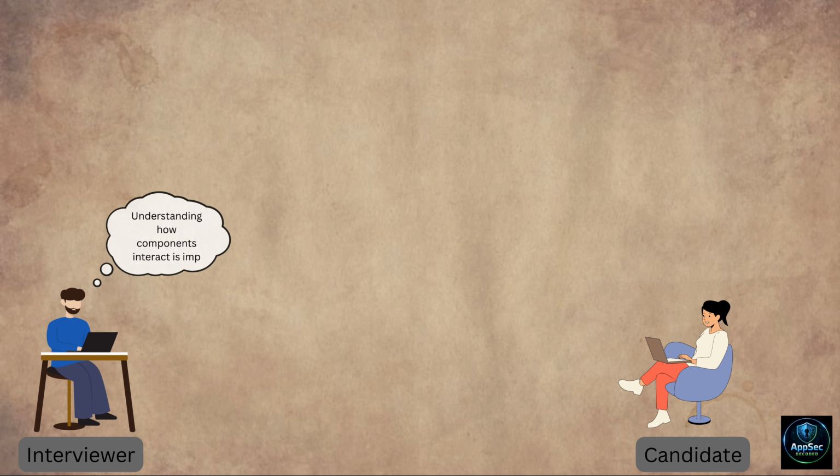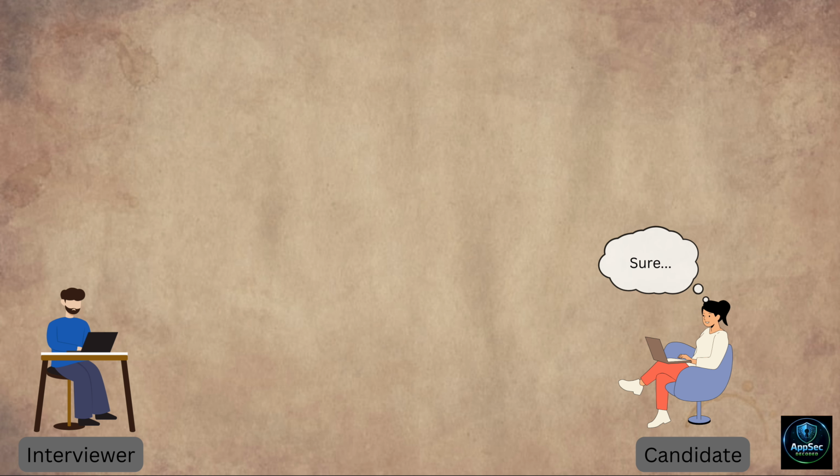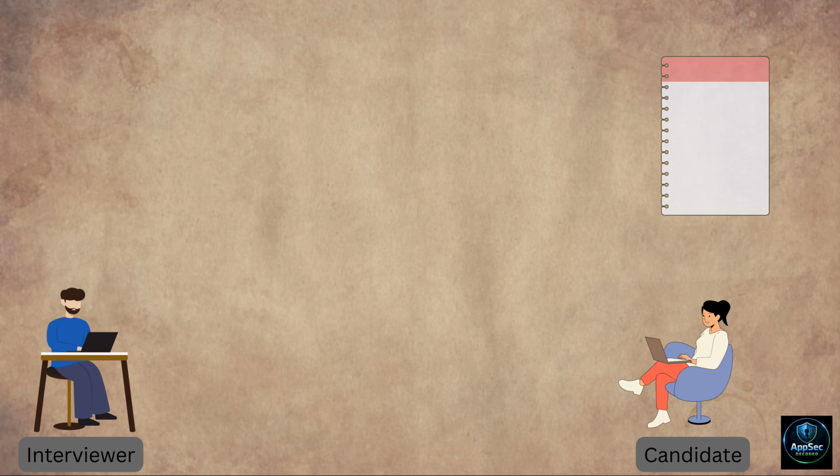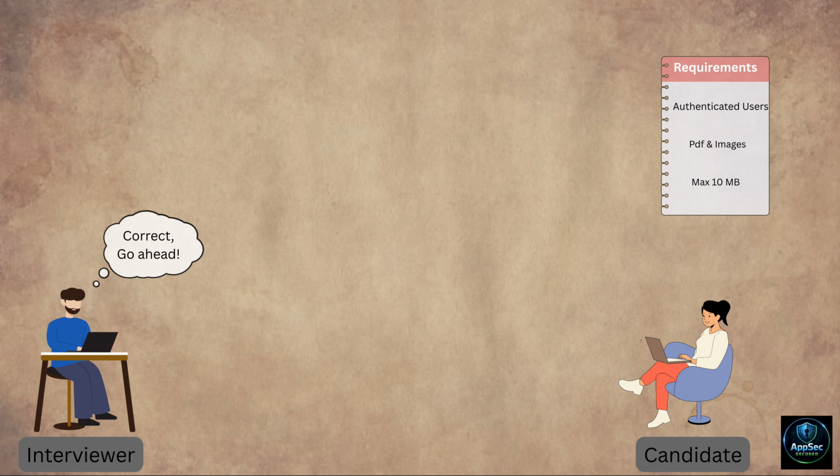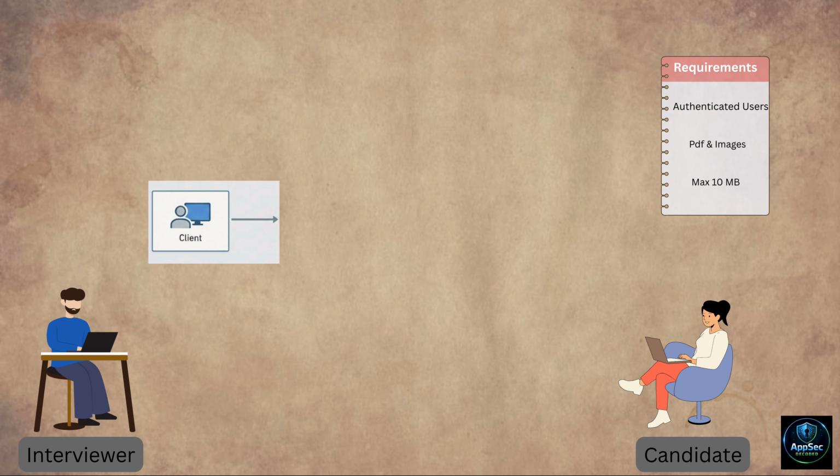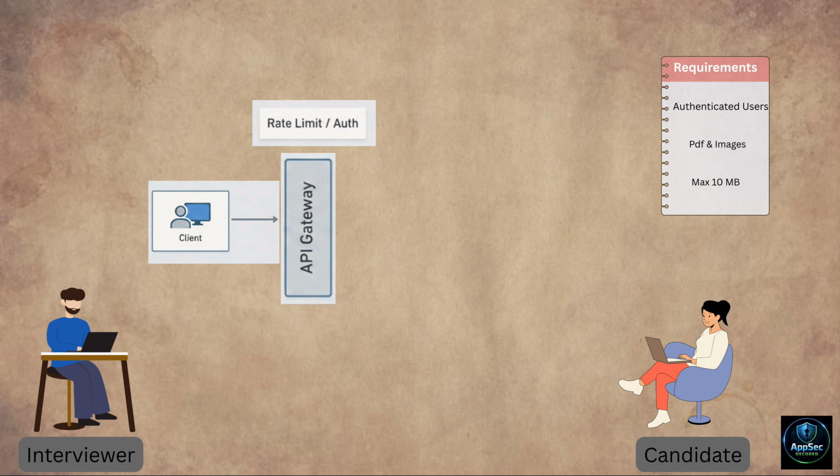Fair question, but if we don't know how the components are created and how they talk to each other, we won't know where the risks are. That makes sense. For requirements, I'll assume that only authenticated users can upload PDFs and images, and max 10 megabytes. Correct. Go ahead and sketch the components.